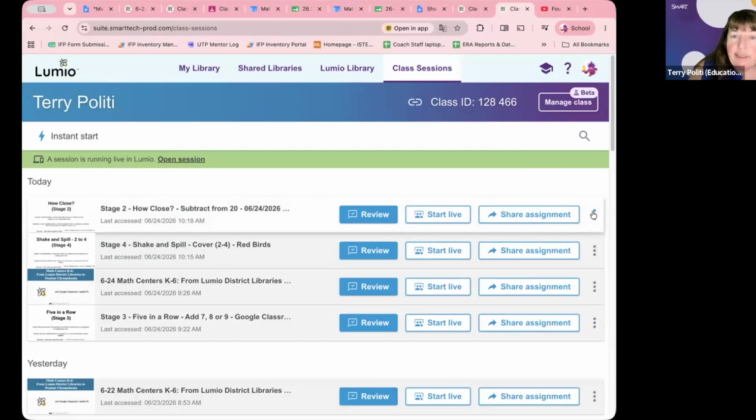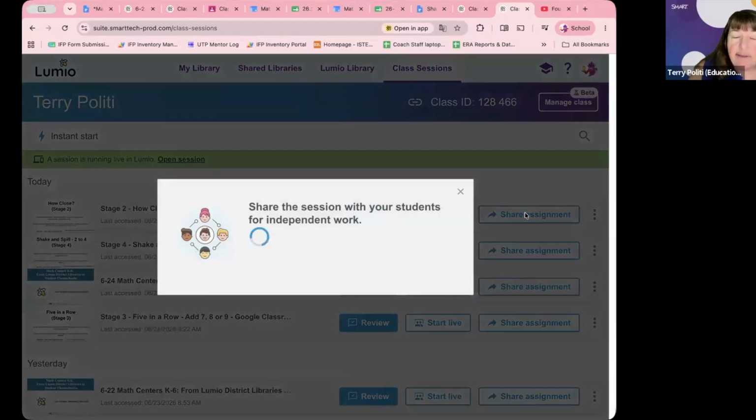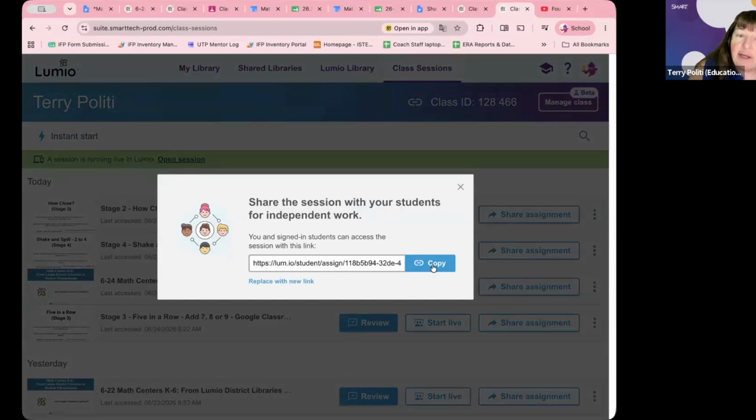And then if you renamed it, now hover back over it and you should see that share assignment. So click on the words share assignment, I should say, and then you're going to copy the link. So now I have what my kids are going to work on. I now want you to add a new tab in your browser.